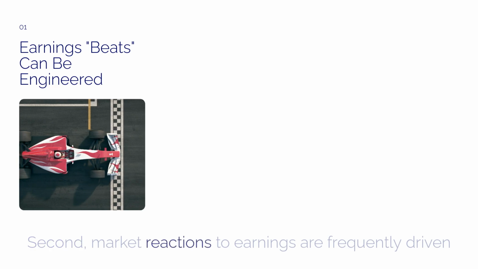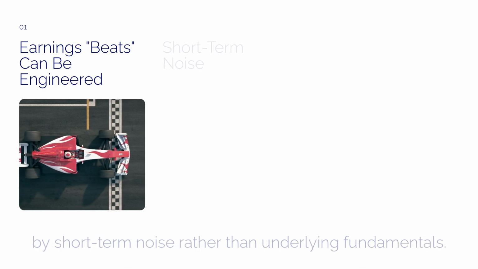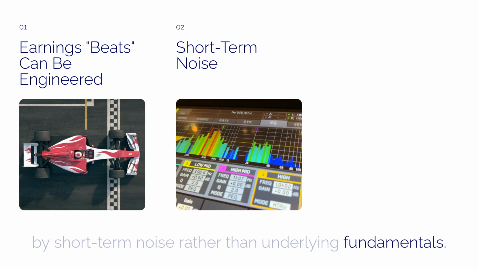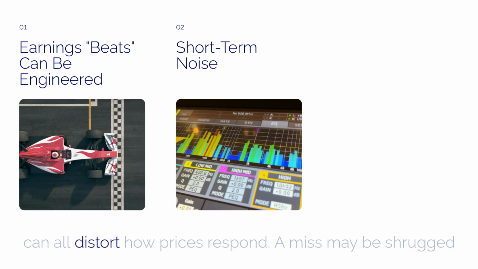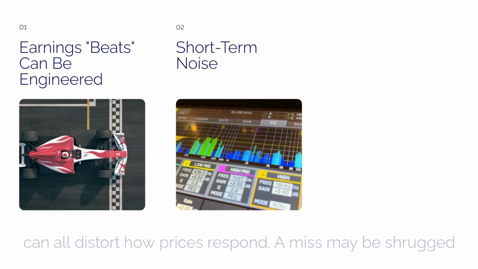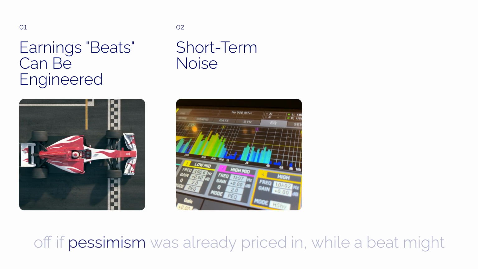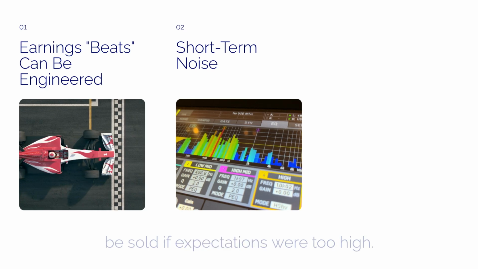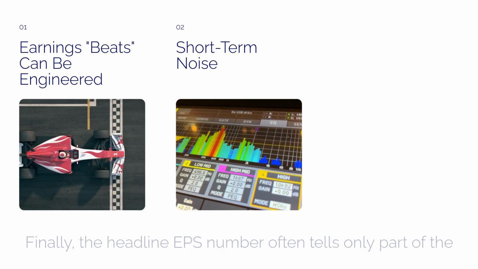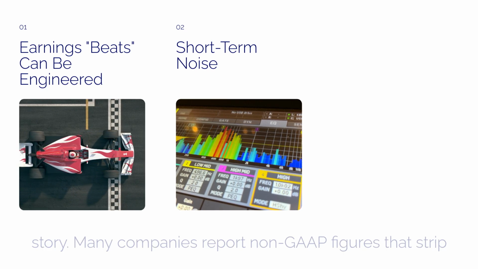Second, market reactions to earnings are frequently driven by short-term noise rather than underlying fundamentals. Sentiment, positioning, and the dynamics of option markets can all distort how prices respond. A miss may be shrugged off if pessimism was already priced in, while a beat might be sold if expectations were too high. Finally, the headline EPS number often tells only part of the story.